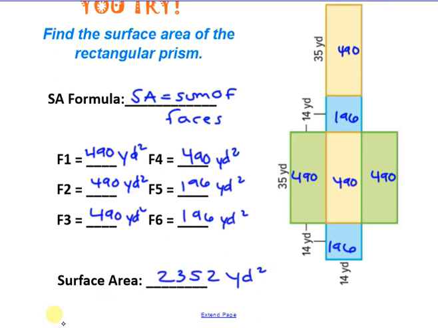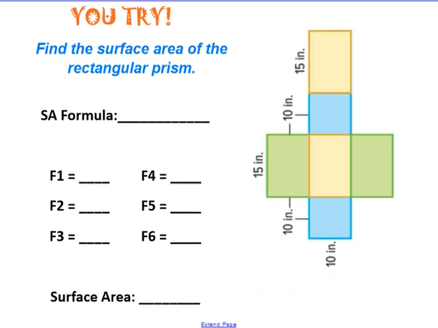Alright, go ahead and pause if you're not done. So I just wrote the dimensions right on the net because it was a lot easier for me to do, and then I transferred them into my F1 through F6. So I had 4 faces that were exactly the same, 490 yards squared, and then I had 2 that were 14 by 14, which were 196 yards squared. When I added them all up, it gave me 2,352 yards squared. Alright, go ahead and try this one.